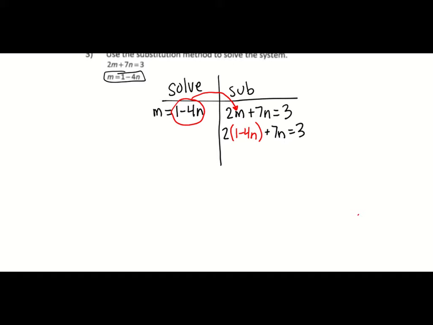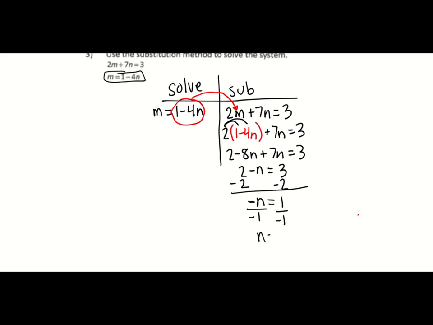Now when I solve this equation, I want to distribute my 2 into my parentheses, so I get 2 minus 8n plus 7n equals 3. Negative 8n plus 7n gives me a negative n, and I still have that positive 2. If I want to move my 2 to the other side, I need to subtract. I get negative n equals 1. Divide both sides by a negative, gives me n is equal to negative 1.